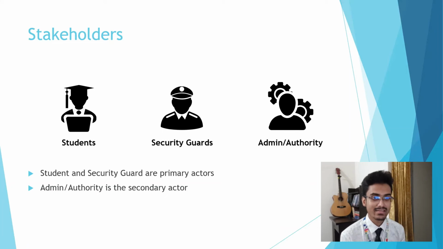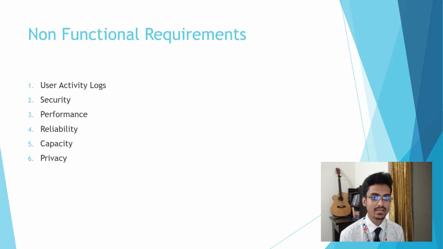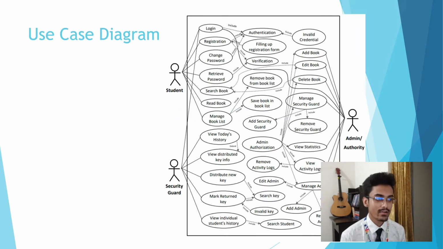So they are my stakeholders: students, security guards, and admin or authority. Students and security guards are my primary actors, and admin or authority is the secondary actor. And these are the functional requirements of my project, and these are the non-functional requirements of my project. And if we look at our use case diagram, this is our use case diagram.